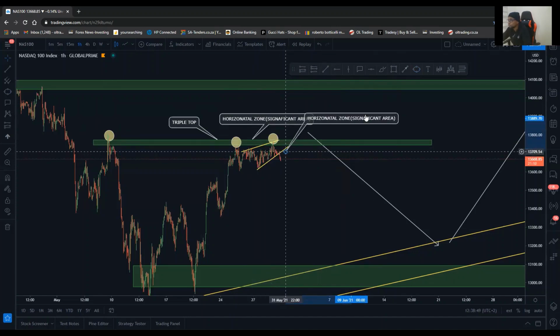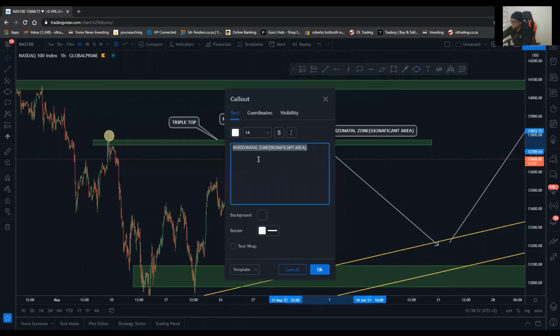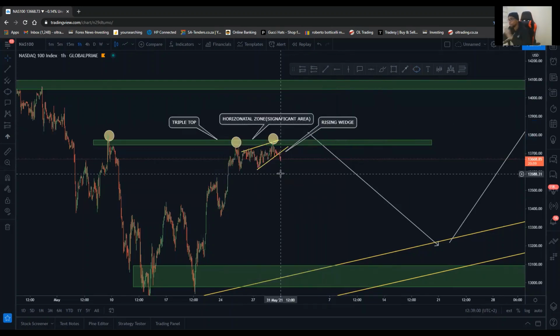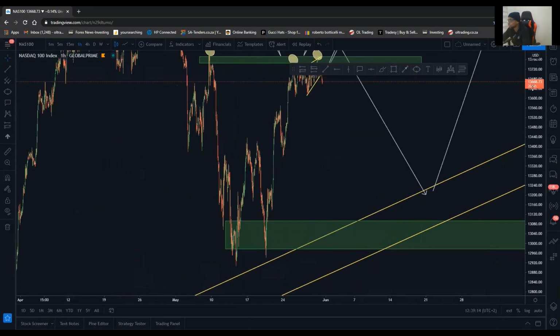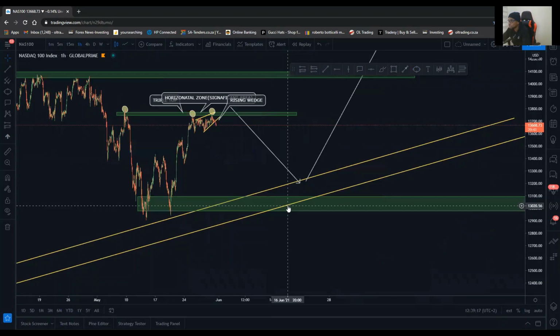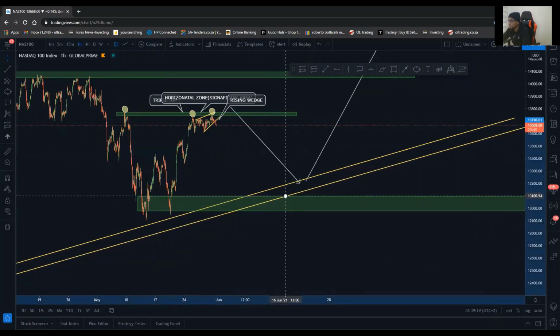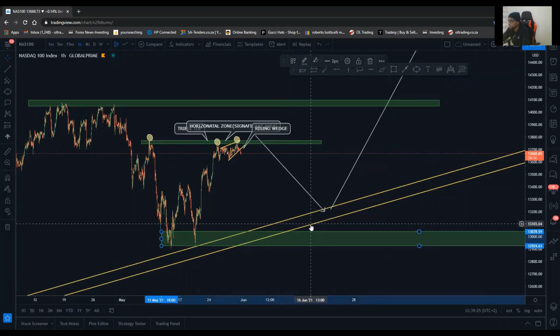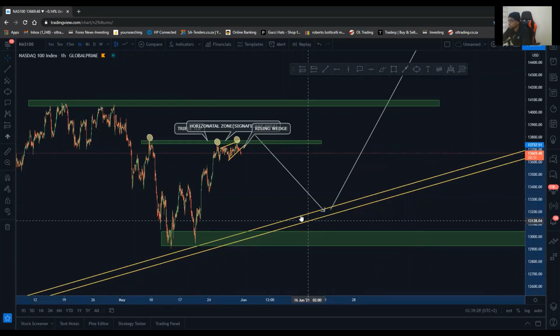Now we are having a rising wedge. I have my reasons why we capitalize on the sell movement. So you can see, okay, something like this makes sense. Yeah. Voila.